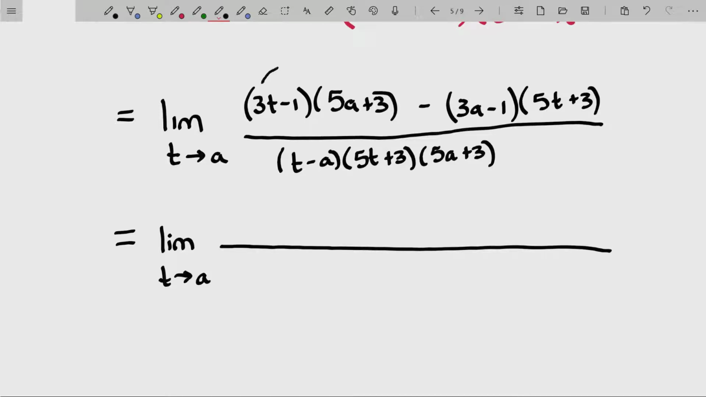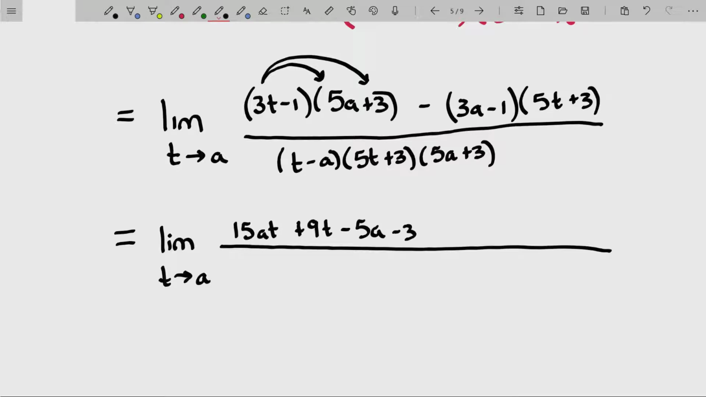And you start your distribution processes here, right? So 3t times 5a is a 15at. I just write that in alphabetical order. And then we have what? 3t times 3, so it's plus 9t. And then we have a minus 5a, and we have a minus 3.